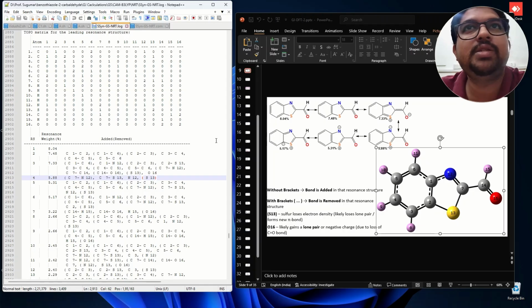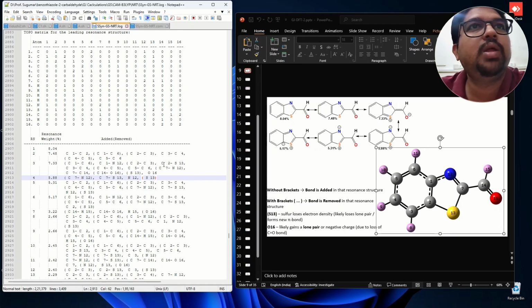C1 C6, earlier C1 C6 was this one. There it was a double bond, but now it is given in bracket, meaning one of the bonds is removed from there. Yes, this will be a single bond here. So you can see this is a single bond here. Similarly C2 C3 in bracket means it is a single bond now. So C2 C3 is this one. Earlier it was a double bond, now it will be a single bond.